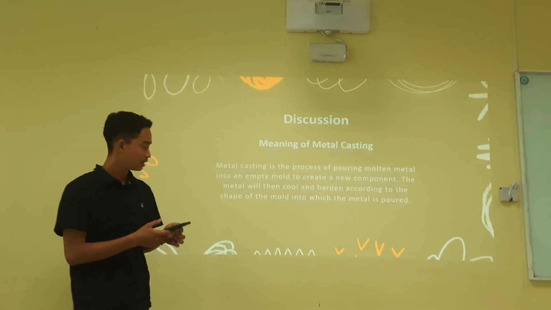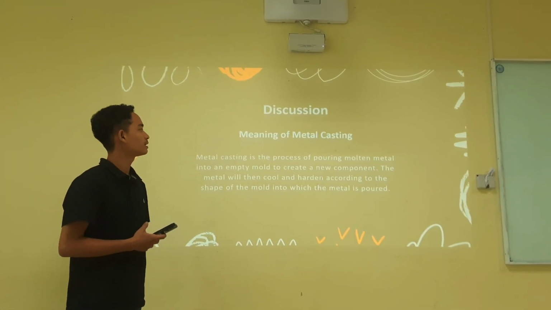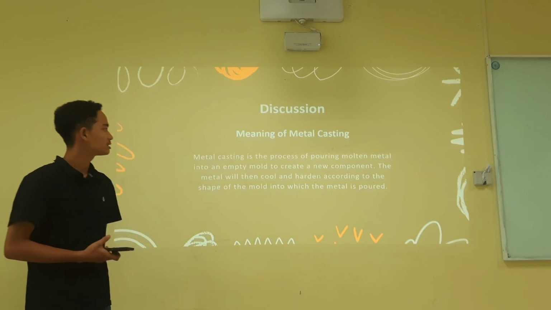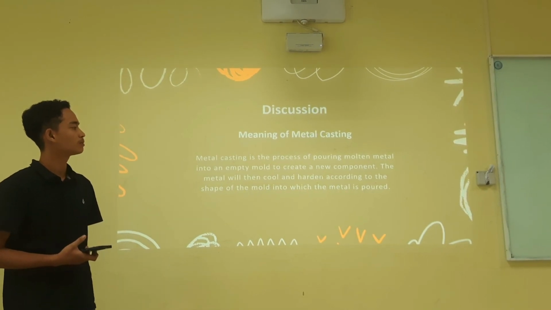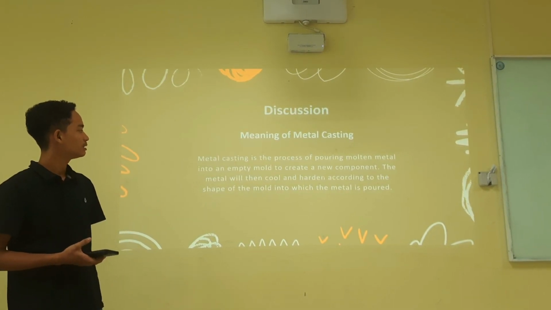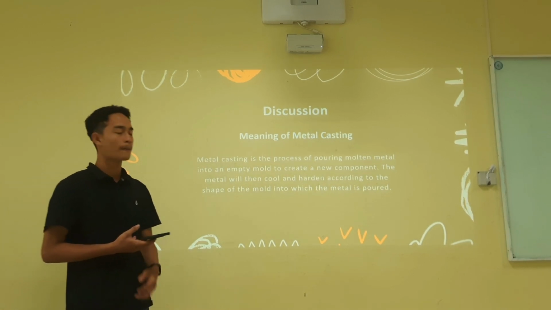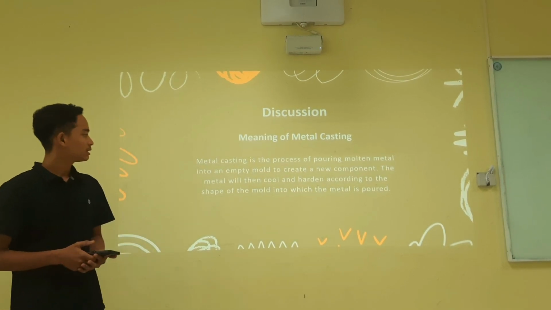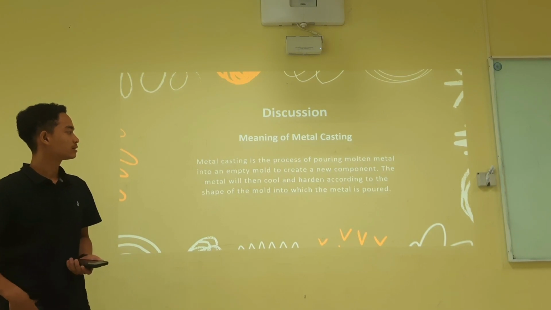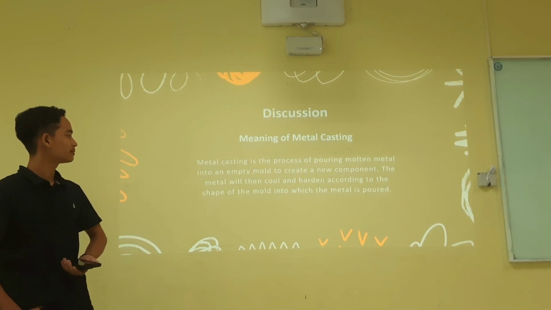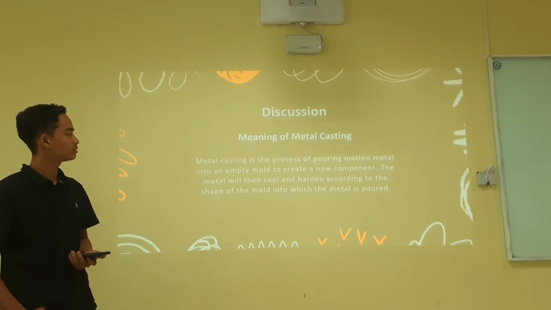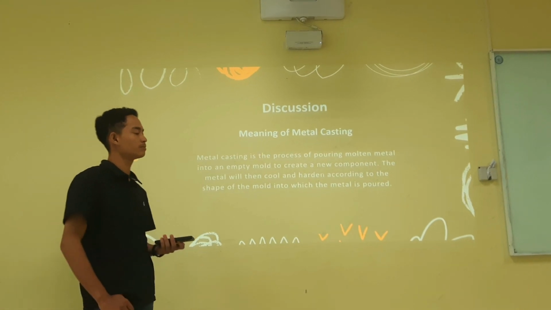Okay, discussion: the meaning of metal casting. Metal casting is the process of pouring molten metal into an empty mold to create a new component. The metal will then cool and harden according to the shape of the mold into which it is poured.